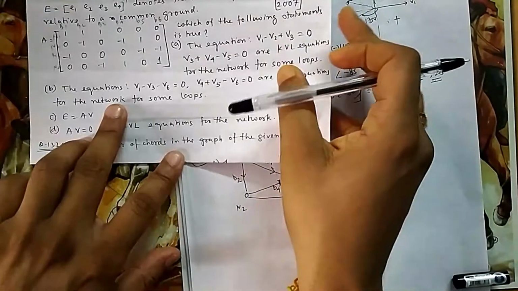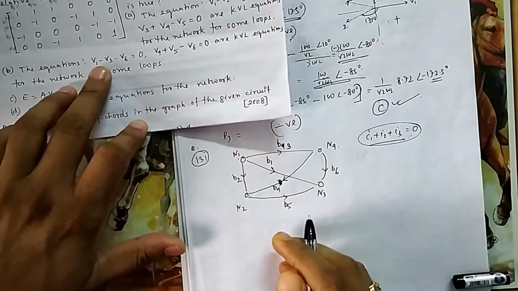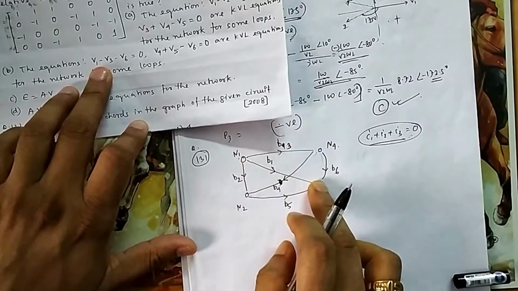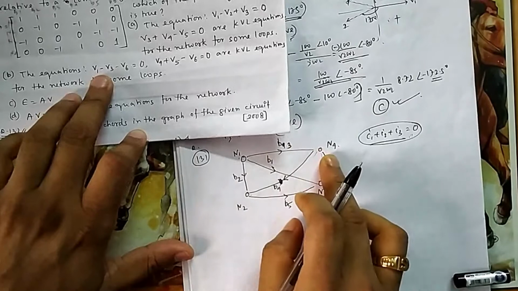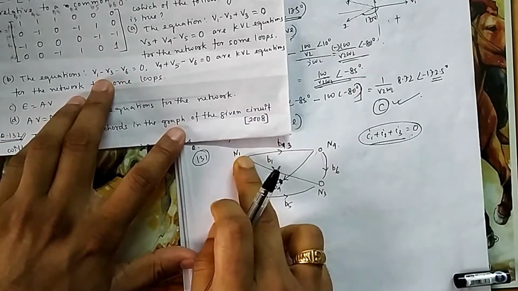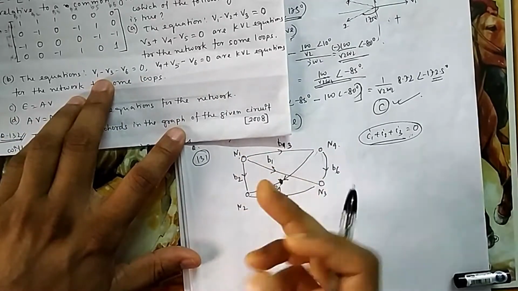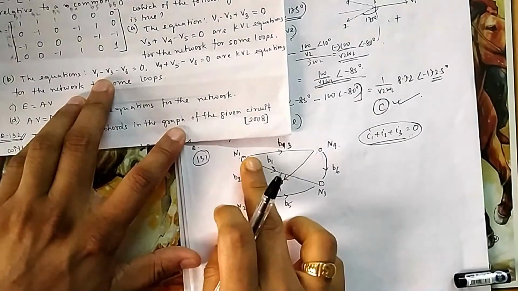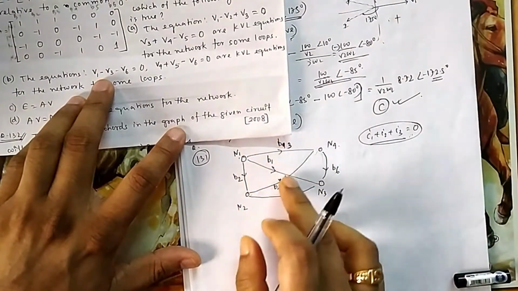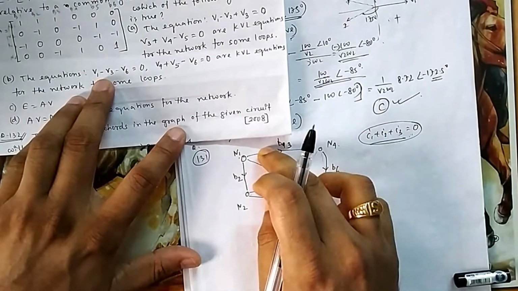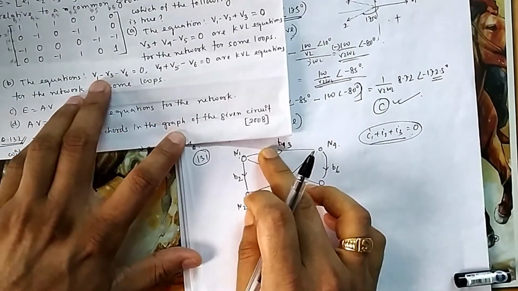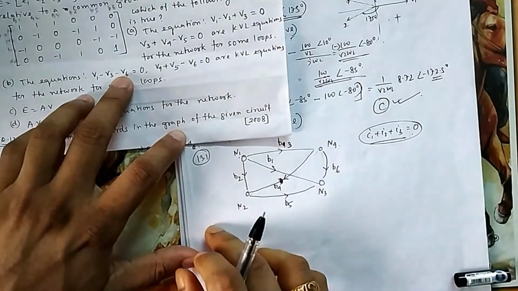So now V1, V3, V6. It can be formed. This one you can see is a closed loop. But see the direction. If I go V1 in this direction, these two should be in the opposite direction. So V1 minus V6 minus V3 should be equal to 0. That is correct. V1 minus V3 minus V6 equal to 0.